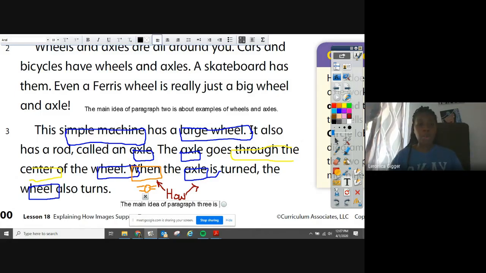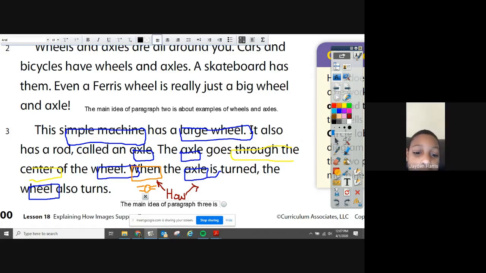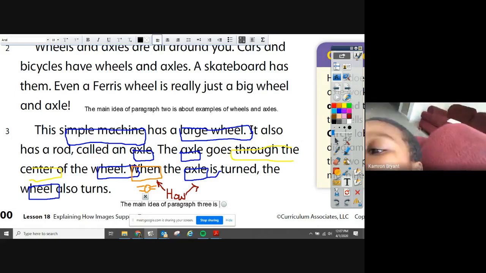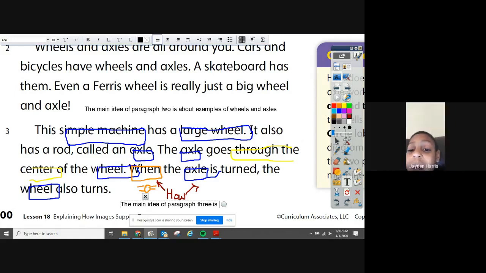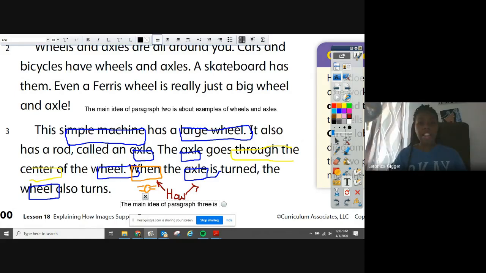What did we put in blue the most? Axle. What else? Axle and wheel. So what is that called when it's together? Wheels and axle. The main idea of paragraph 3 is wheel and axle. Now that was the same thing we had on paragraph 2, but we were able to get more specific. What thing about a wheel and axle do we learn specifically? The last time we learned about examples. This time we learned what about the wheel and axle?